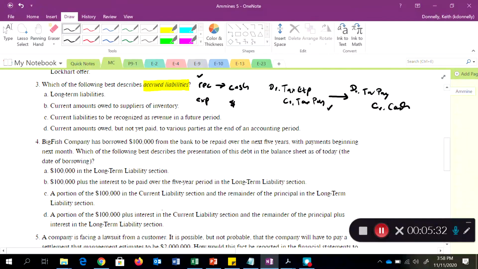So given that that's the setup, the best answer for this one, long-term liabilities, current amounts owed, current liabilities to be recognized as revenue, this right here, D, is the best answer. Why? It says accrued liabilities are current amounts owed, so taxes payable, but not yet paid to various parties at the end of the period. That's why it's going to be D. At the end of the period, we would make this AJE, adjusting journal entry, to accrue our liabilities.